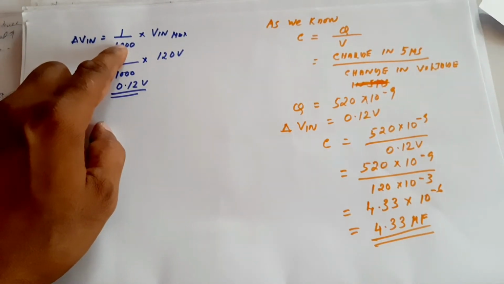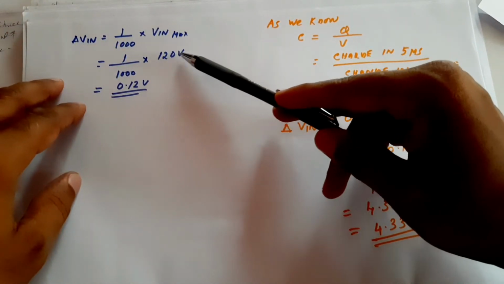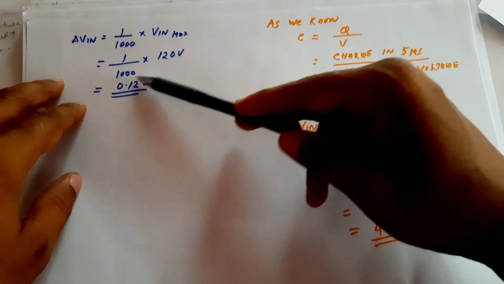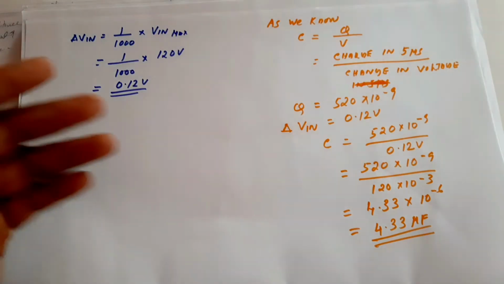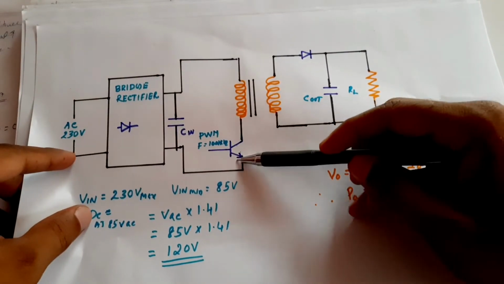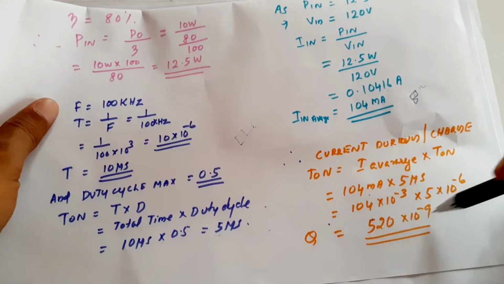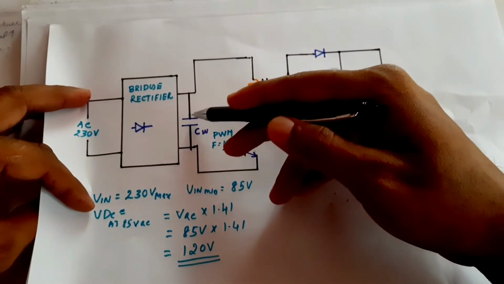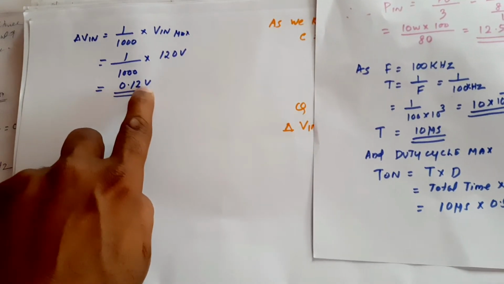If we want 1/1000 of the maximum voltage, which is 120 volt, that means only 0.12 volt has to change when the transistor is on. When the transistor is on for 5 microseconds, the charge delivered is 520 nanocoulomb. This much charge flows out of the capacitor, and the voltage of the capacitor has to decrease only by 0.12 volt.